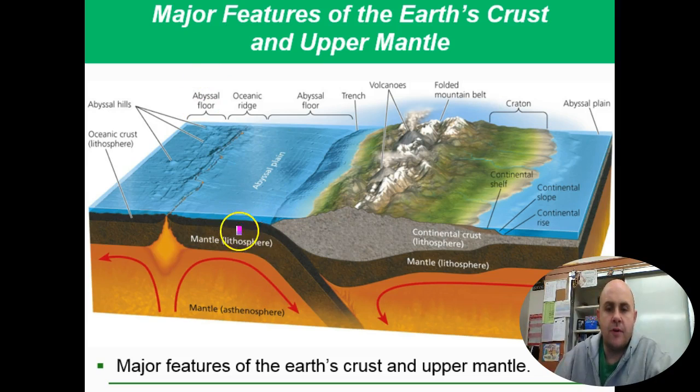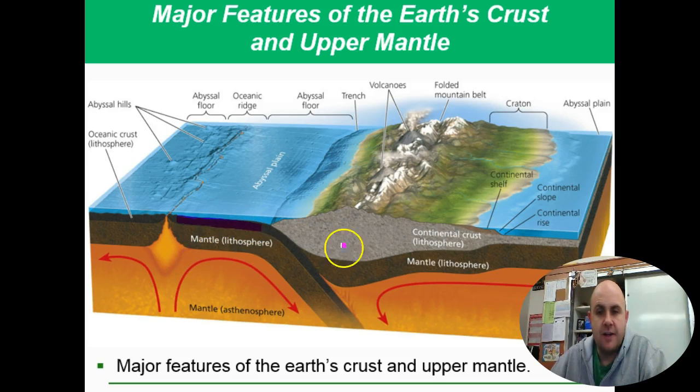Here's an example of one of those interactions. This is where a plate is coming together with another plate. So you can see here's the oceanic plate. You can see this dark layer. That's how thin it is versus continental crust. You see that it is much, much thicker.